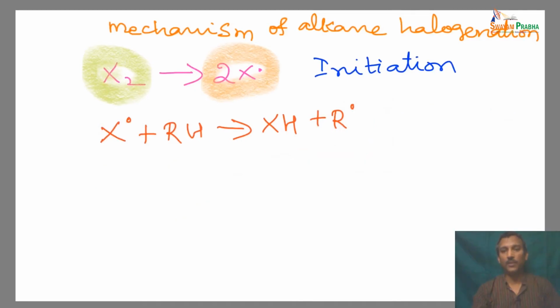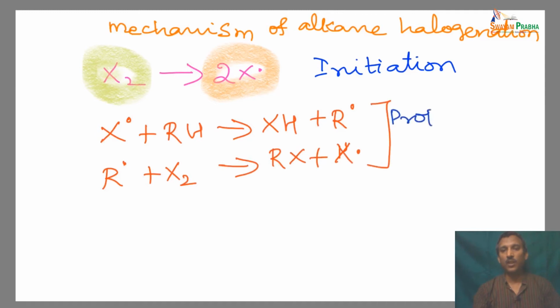In the first step, we have initiation, where X dot is formed, followed by, in the propagation step, alkyl radical is produced in the first step, which reacts with X2 to produce the RX, and in the termination step, alkyl radical and the X dot both combine to give the RX. So this is the mechanism for alkane halogenation.